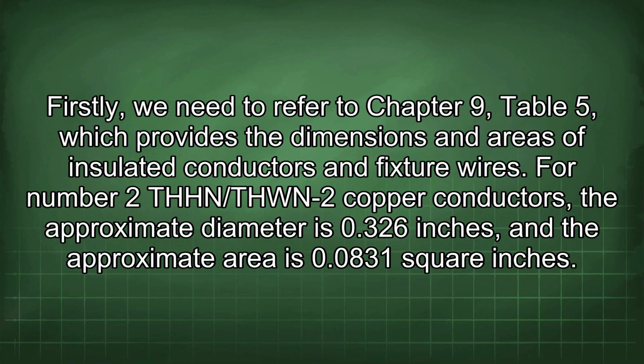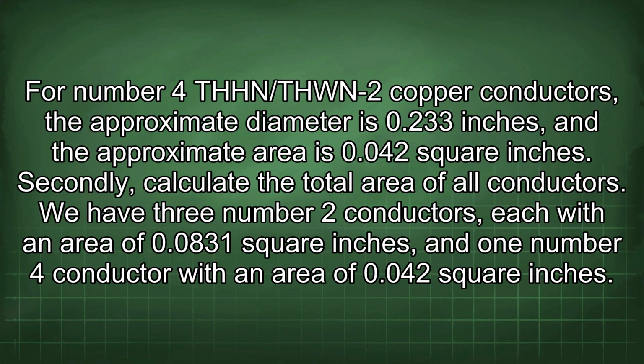Firstly, we need to refer to Chapter 9, Table 5, which provides the dimensions and areas of insulated conductors and fixture wires. For number 2 THHN/THWN-2 copper conductors, the approximate diameter is 0.326 inches, and the approximate area is 0.831 square inches. For number 4 THHN/THWN-2 copper conductors, the approximate diameter is 0.233 inches, and the approximate area is 0.42 square inches.